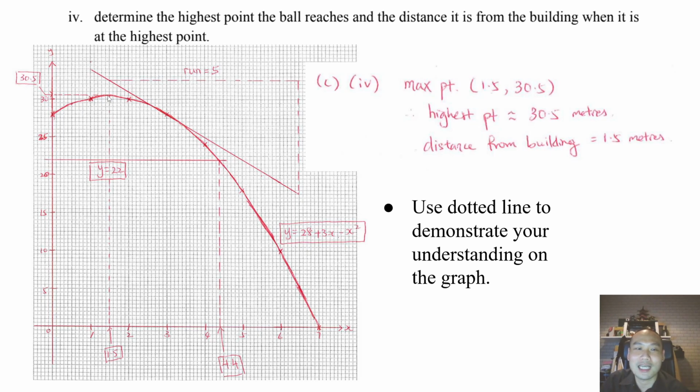So the highest point here should happen when x is 1.5. Okay, so down here I just get a close enough number, 30.5, because there is some allowance, right? And of course that's the maximum point. When x is 1.5, y is 30.5. So the highest point is 30.5 meters. Distance from the building when it happens is 1.5 meters away, right? Okay.